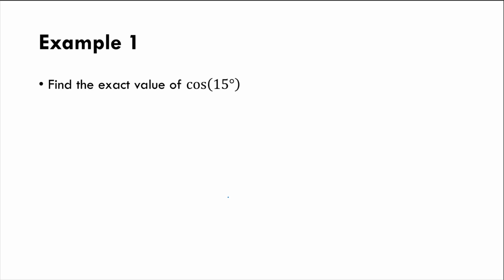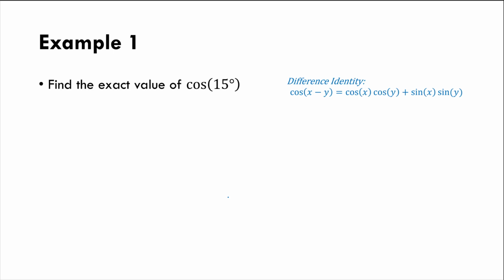Well, if we're asked to find the exact value of a trigonometric function that we don't really know, say, we know cosine of 30, and we know cosine of 45 and 60 degrees, but cosine of 15, we don't really know. It's not on our unit circle. It's not something we can easily memorize. So we're going to use our difference identity for cosine.